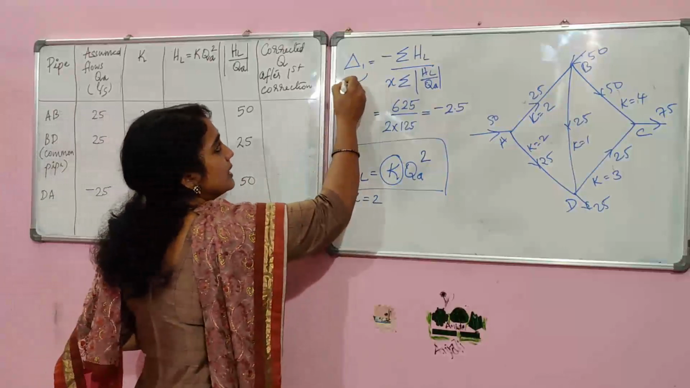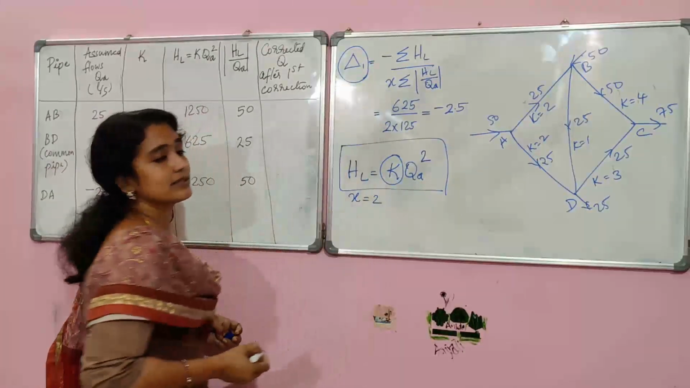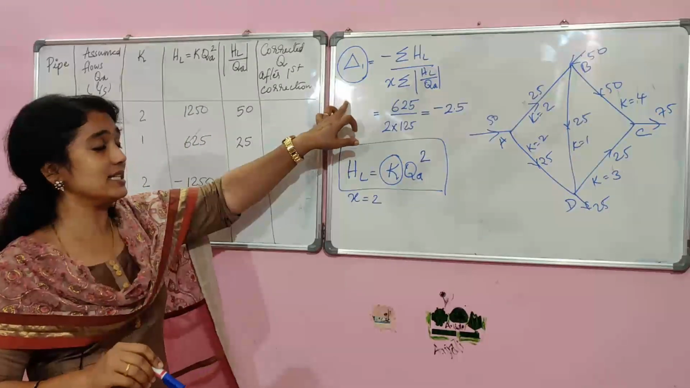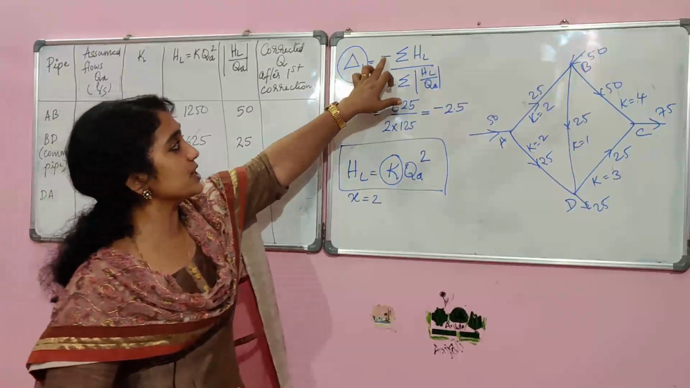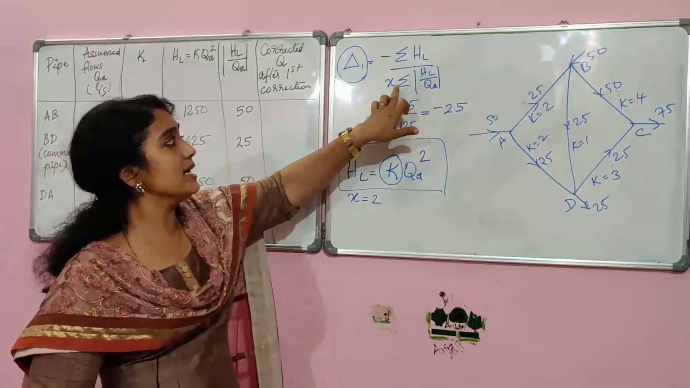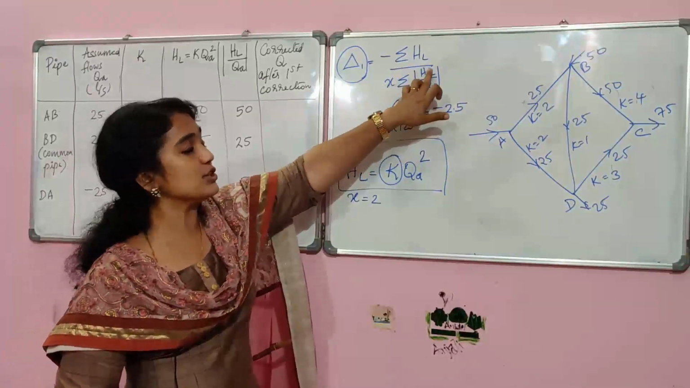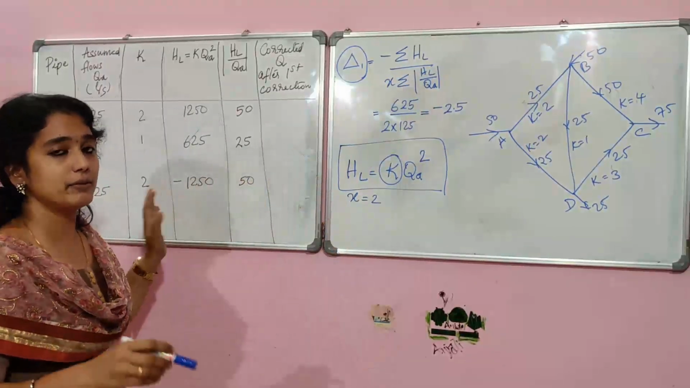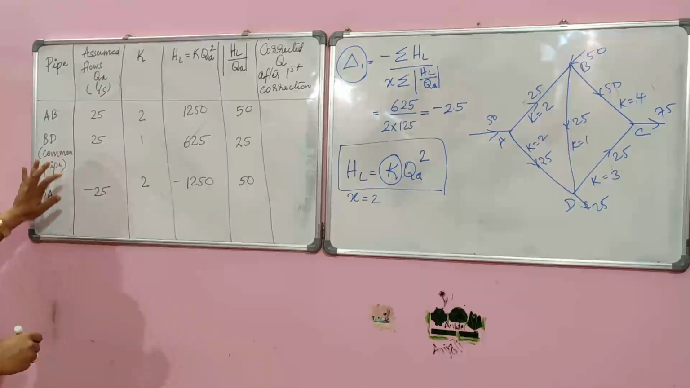Then we have to calculate the correction factor. That is the first correction, delta 1, by using the equation minus sigma HL divided by X into sigma mod of HL by QA. This is the basic procedure. Then we will move on to our problem.